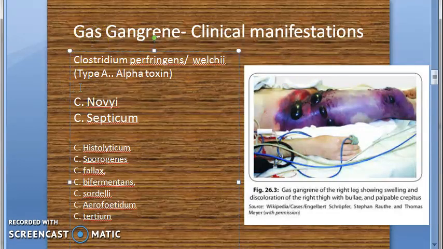Type A strains produce alpha toxin. Type B strains are there, C, D, E, so many are there. Type A is the one that causes gas gangrene. It has alpha toxin. So I just wanted to add that information.